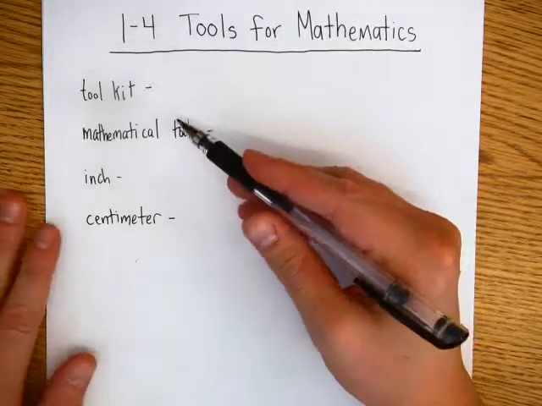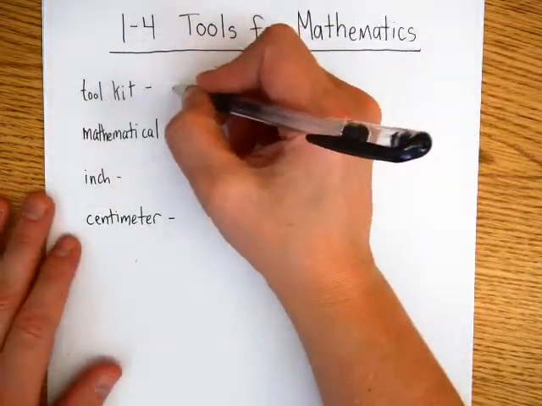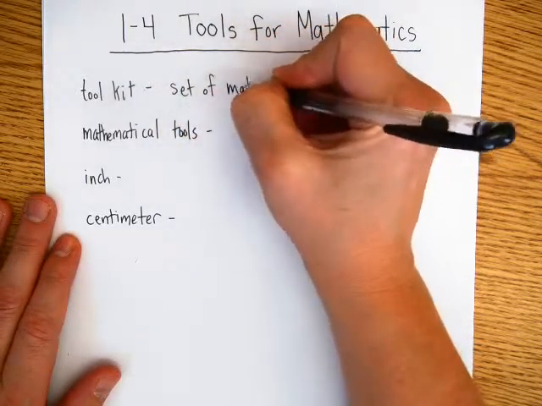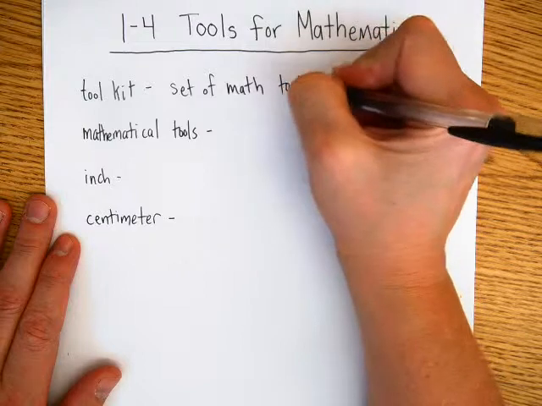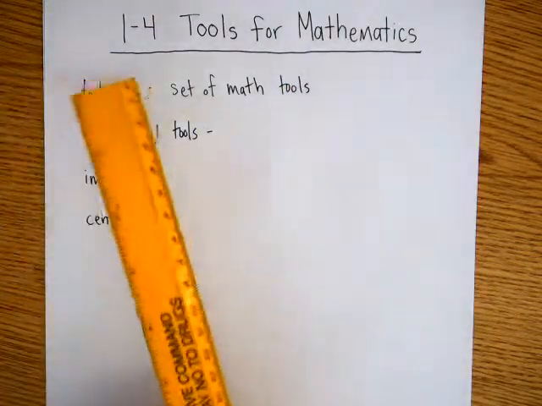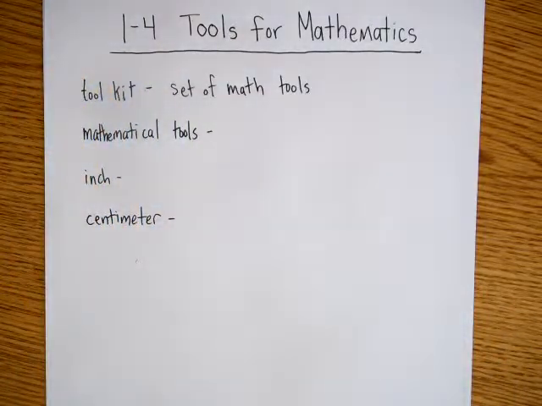The first one is toolkit, and the toolkit is basically a set of tools, a set of math tools. And you might be wondering, well, what's a math tool? A math tool is like a ruler, for example. We might use one of the small clocks, we might use a calculator. All of these things are something that we would find in a mathematical toolkit.